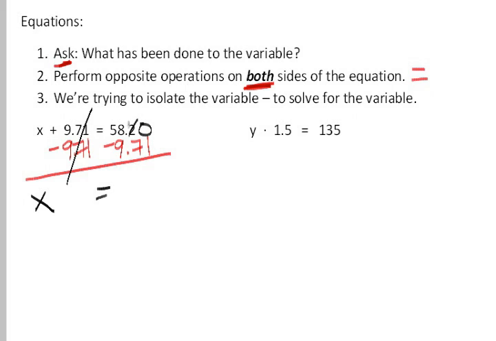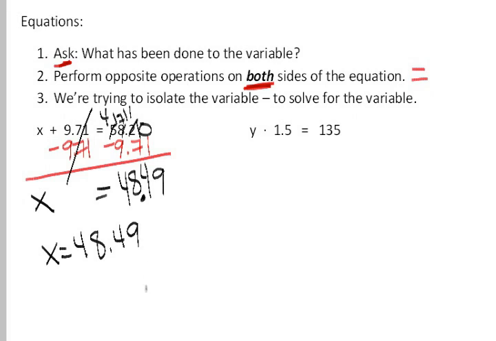Then we need to borrow in order to subtract. 10 minus 1 is 9. We can't do 1 minus 7, so again we borrow. 11 minus 7 is 4. Bring down the decimal point. We can't do 7 minus 9, so again we borrow. 17 minus 9 is 8, and 4 minus nothing is 4. So our answer is x equals 48.49, or 48 and 49 hundredths.